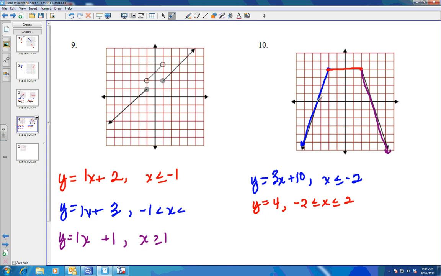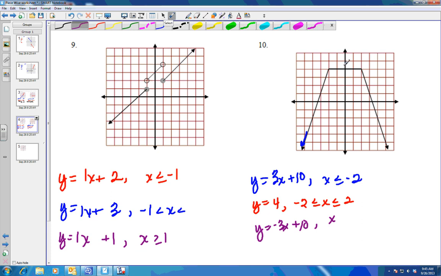Now, can you tell that this line and this line are the exact same line but going in opposite directions? So if this line was 3x plus 10, if I extended this line out, I would cross again at 10. But instead of having a slope of a positive 3, this has a slope of negative 3 because it's going down. And it starts, oh, I probably shouldn't have erased all those, but that's okay. It starts when x is 2. So where x is greater than or equal to positive 2.